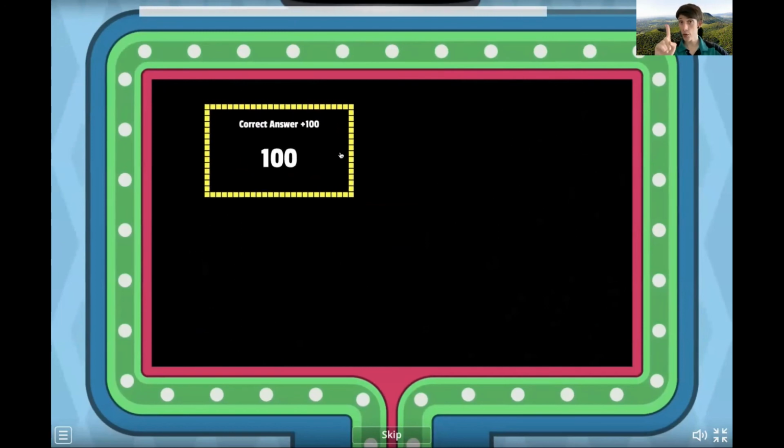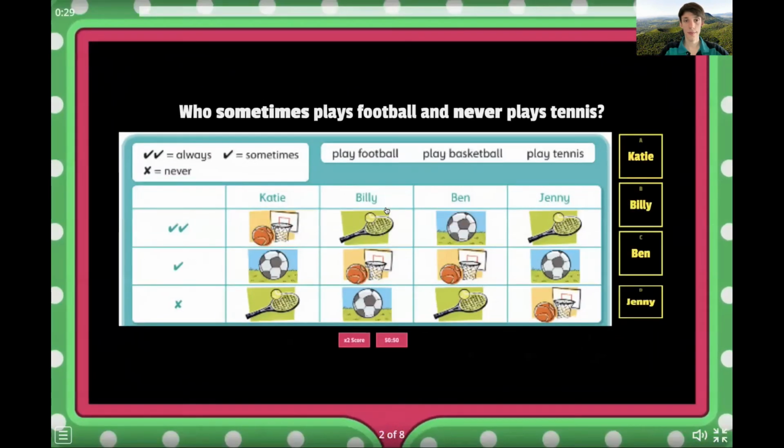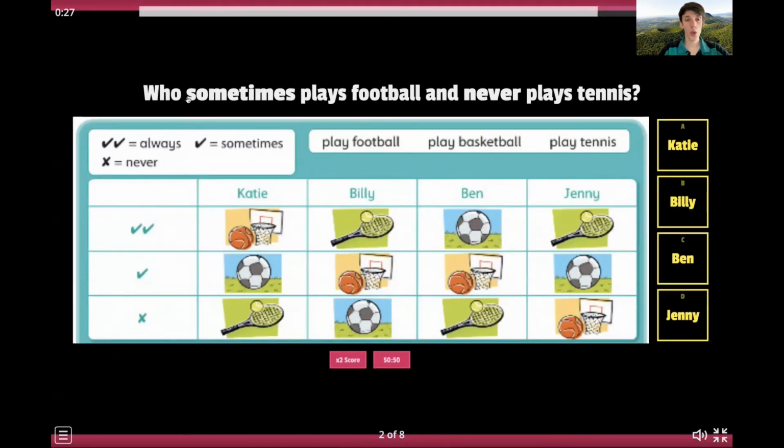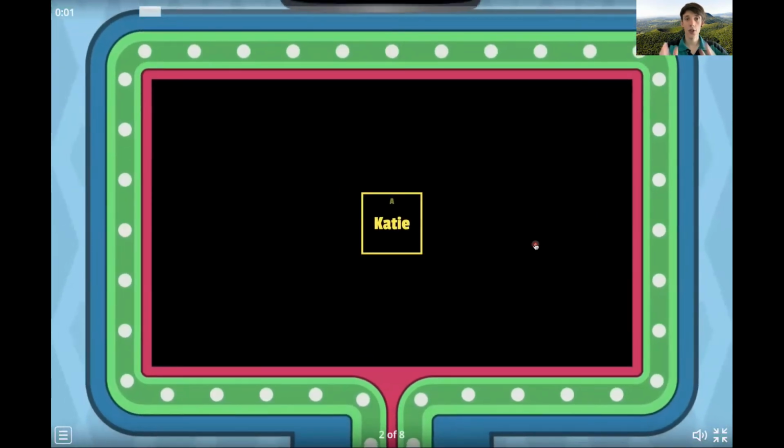Now, let's do one more together. Who sometimes plays football? Let's see. Sometimes play football, Katie and Jenny. And never plays tennis. Never plays tennis, Katie and Ben. So who sometimes plays football and never plays tennis? Katie, Billy, Ben, or Jenny? It's Katie. Good job.